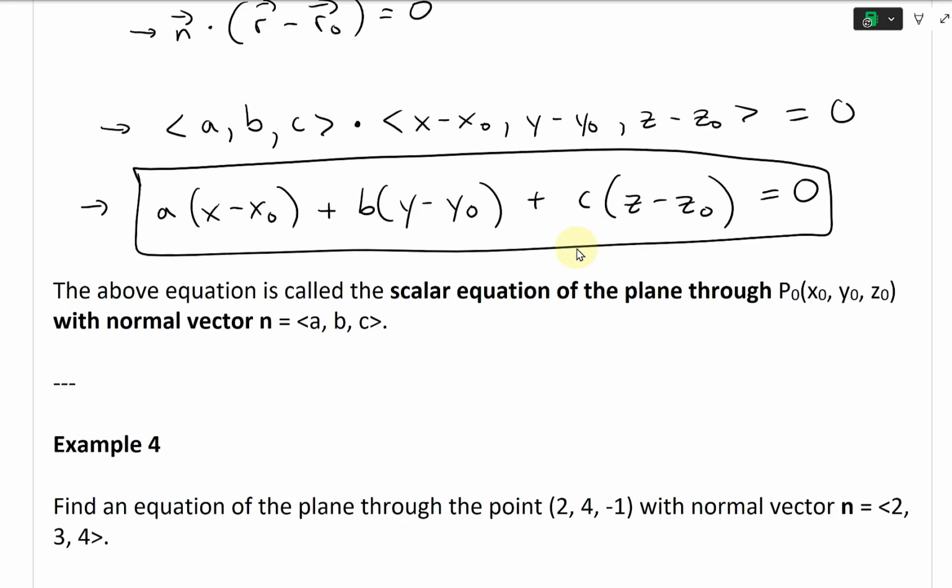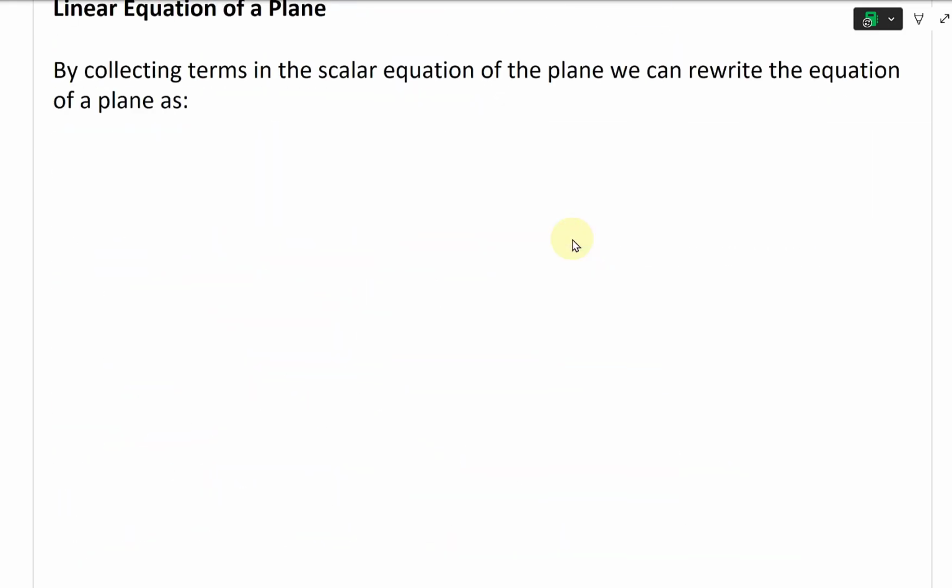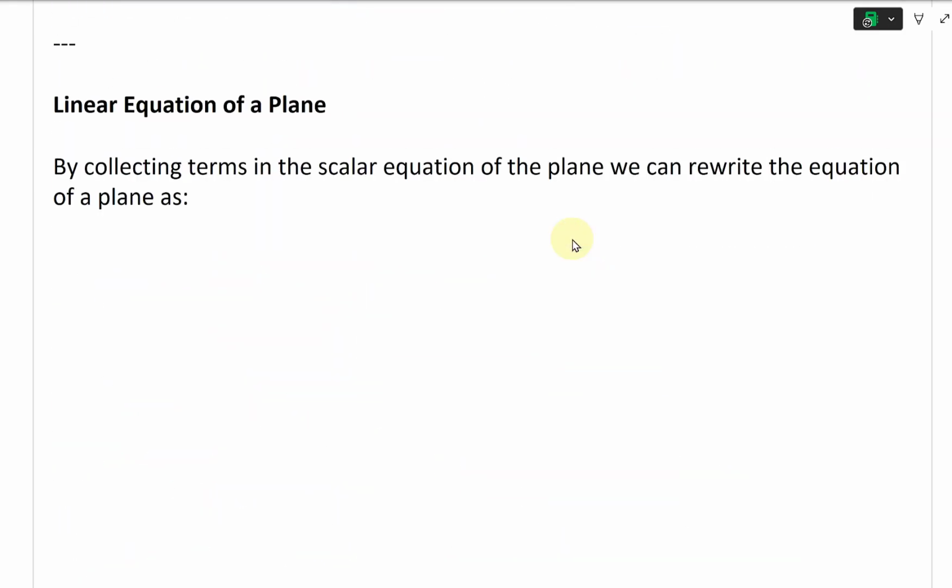So we separate all those, and let's start collecting the terms. Let's write down the scalar equation first. So a times x minus x naught plus b times y minus y naught plus c.